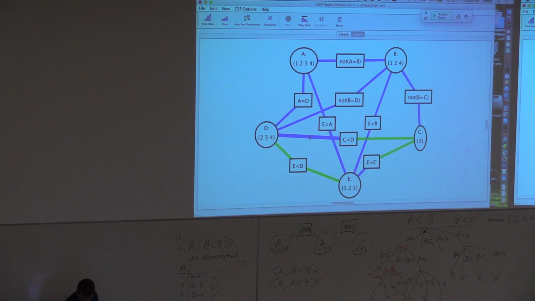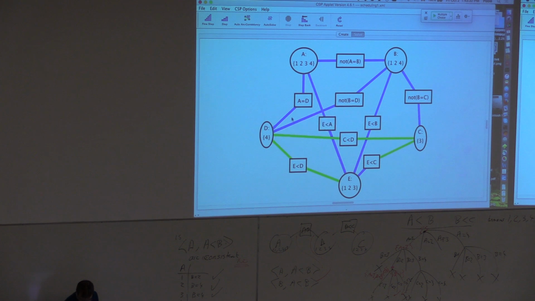What if I click on this one? What's it going to do? C is less than D. What are we going to do? We're going to prune what from D? 2 and 3. So it's only going to be 4. Right, E is less than D. What's it going to prune? Nothing, right? I think.